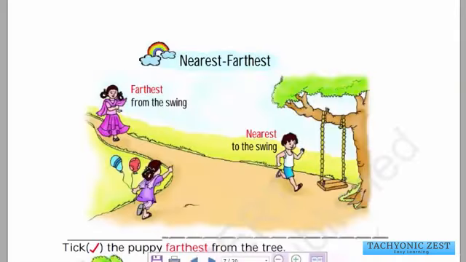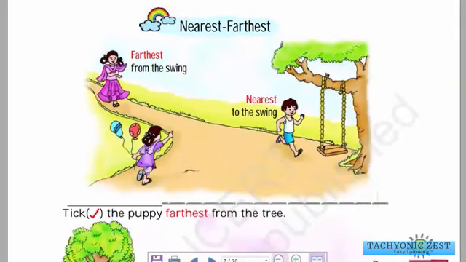Alright, we'll see the next question. Nearest and farthest. So when do we say that something is nearest and when do we say that something is farthest? We say that something is nearest to some other thing. For example, this is the picture of a boy, this is the picture of a swing, this is the picture of a girl. So we say that a boy is nearest to a swing, this is a swing, when there will be no one who will be nearer to the swing than him.